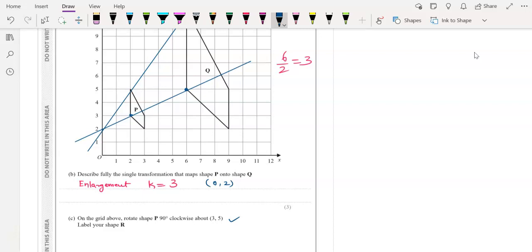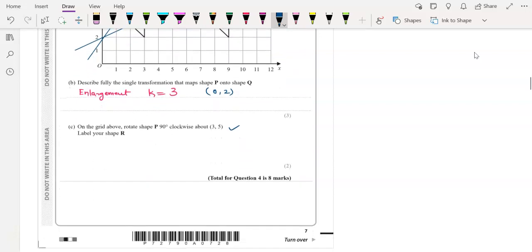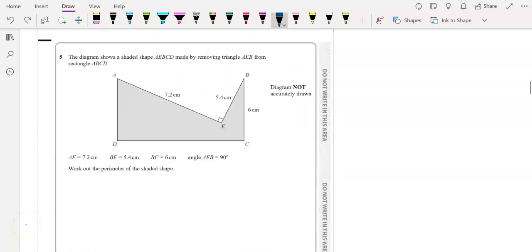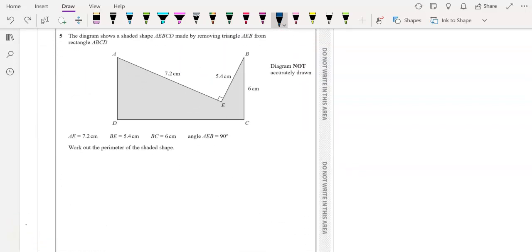Moving to next question, that is question number 5. Question 5. The diagram shows a shaded shape AEBCD made by removing triangle AEB from rectangle ABCD. AE is 7.2, BE is 5.4, BC is 6, angle AEB is 90. Work out the perimeter of the shaded shape. So you want to find the perimeter. So side BC is 6. So side AD will also be 6 centimeters.